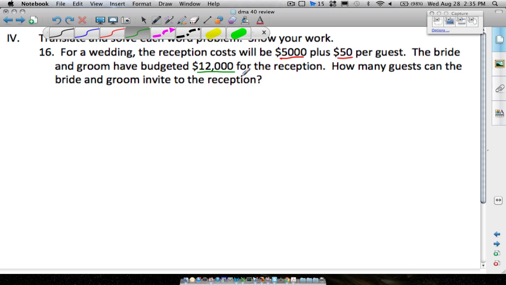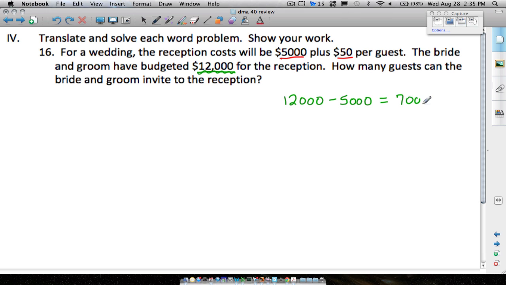However, I do want to show you a slightly different approach, but I'm going to compare it to how we actually solve this problem using an equation. Since they have $12,000 budgeted, and it's going to cost them $5,000 right off the bat before they invite any guest, that leaves them with $7,000. And again, the reason why I'm subtracting that, their budget is $12,000. They got to pay $5,000 right off the bat, so that leaves them with $7,000.